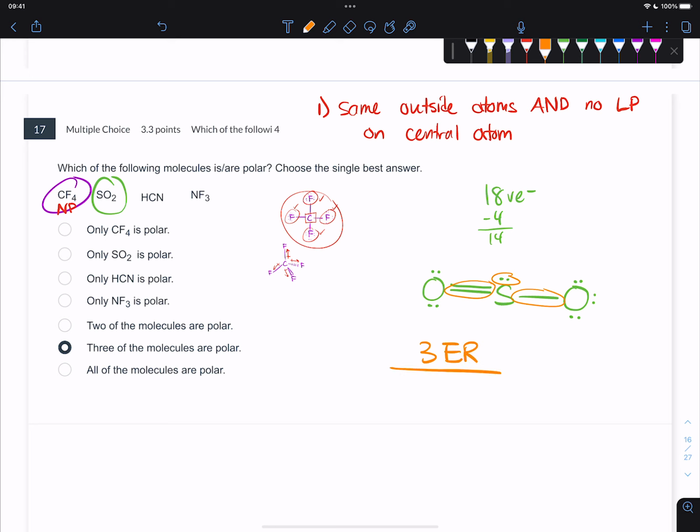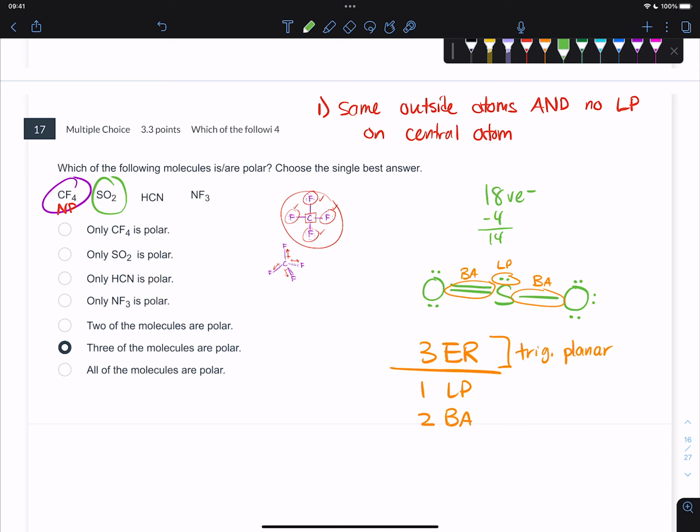Now, if you want to classify those electron regions, there is one lone pair on that sulfur, and there are 2 bonding areas. There's a bonding area over here, a bonding area over here, and there's your lone pair. Because this is 3 electron regions, it's going to be a trigonal planar electron geometry. That's the electron geometry. But what's the actual molecular shape?